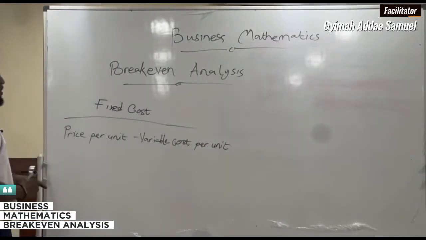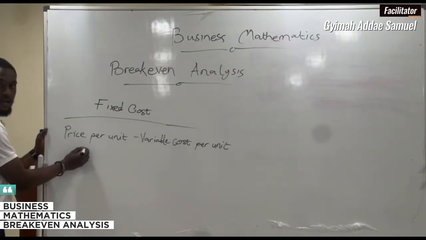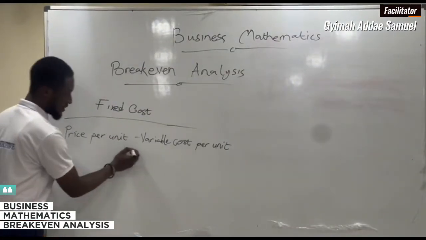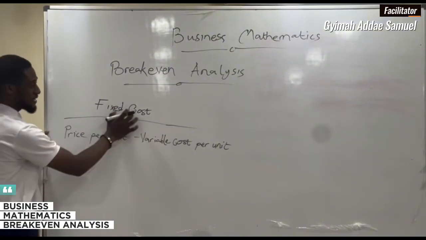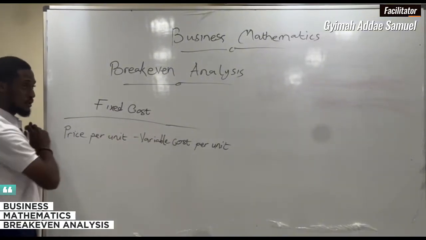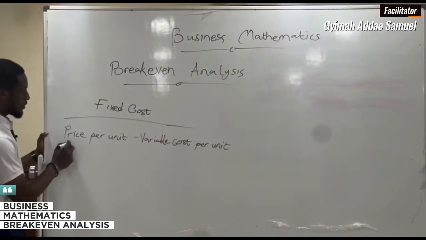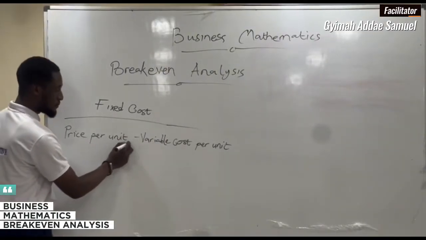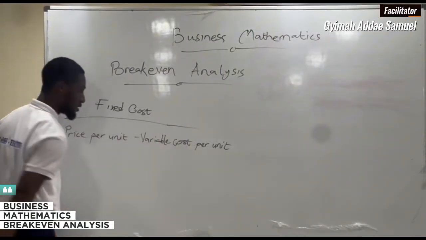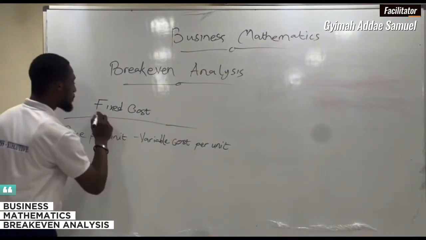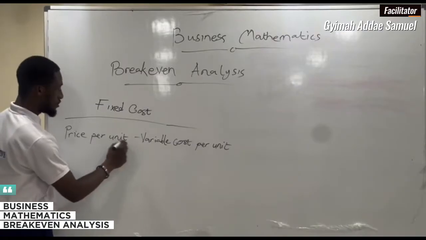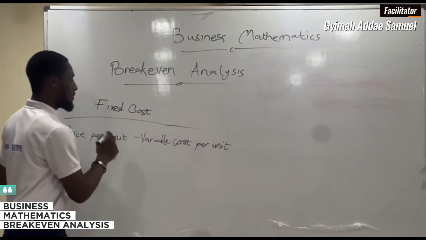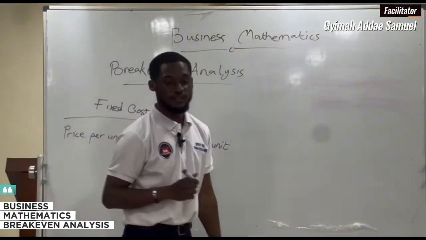So this is the formula for break even. Your fixed cost all over price per unit minus variable cost per unit.